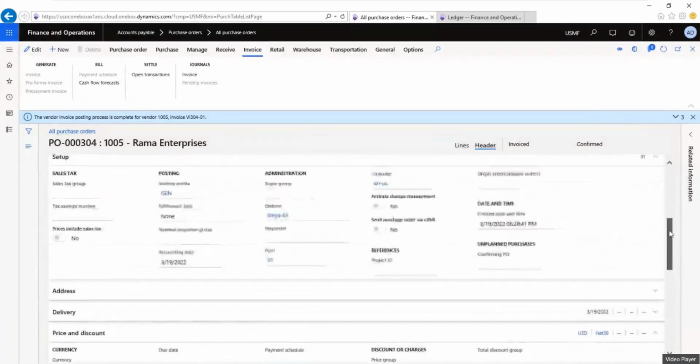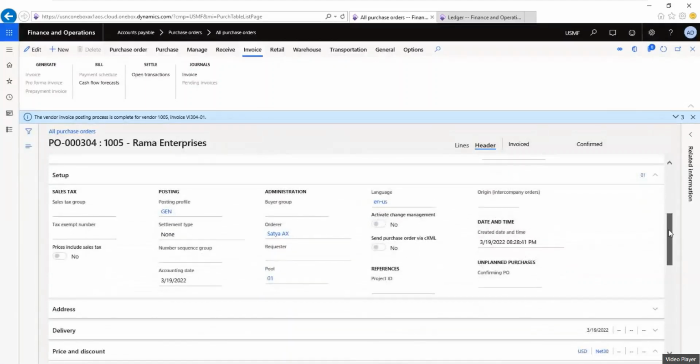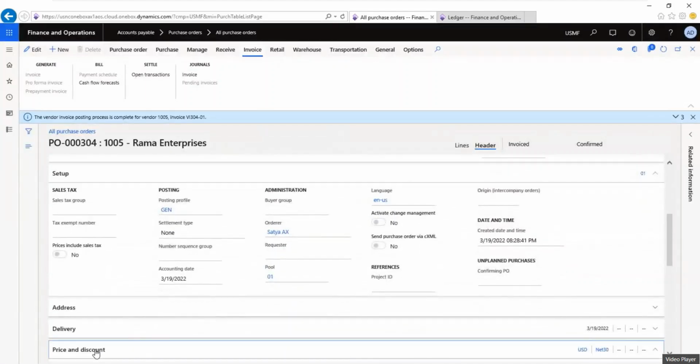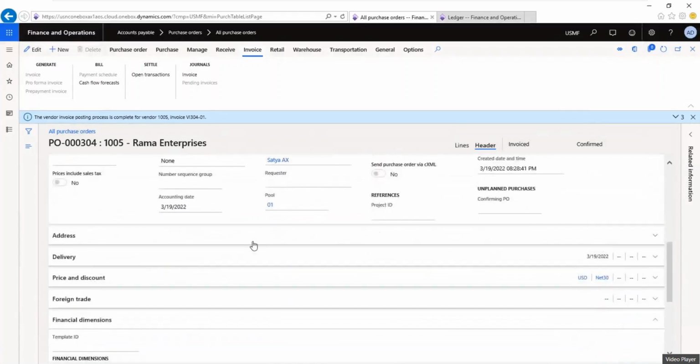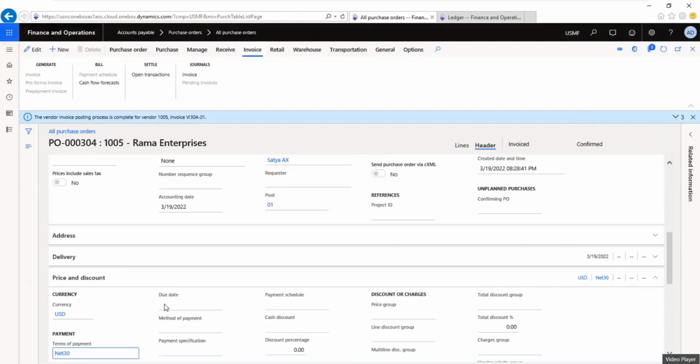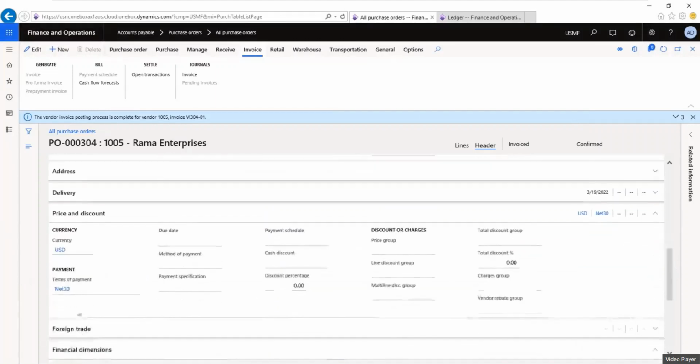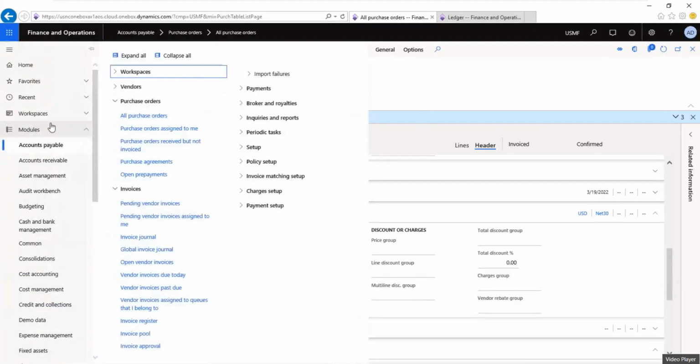In this, price and discounts, you can map terms of payment. Here, you can map the terms of payment. Based on these terms of payment, while doing invoice, this. Fine. We'll discuss that one in detail. Already one session discussed it. If you want further, we'll discuss later.